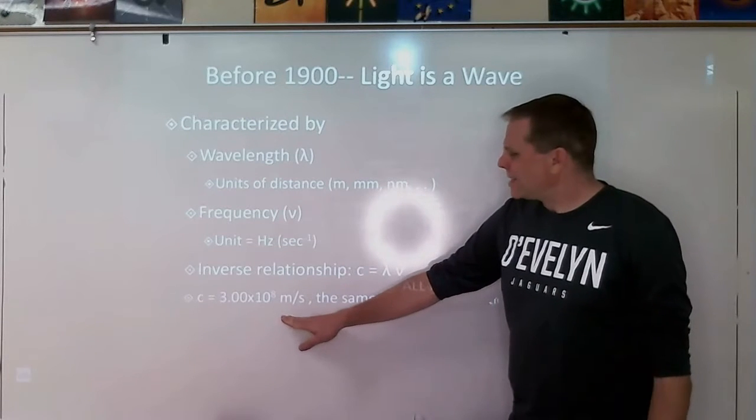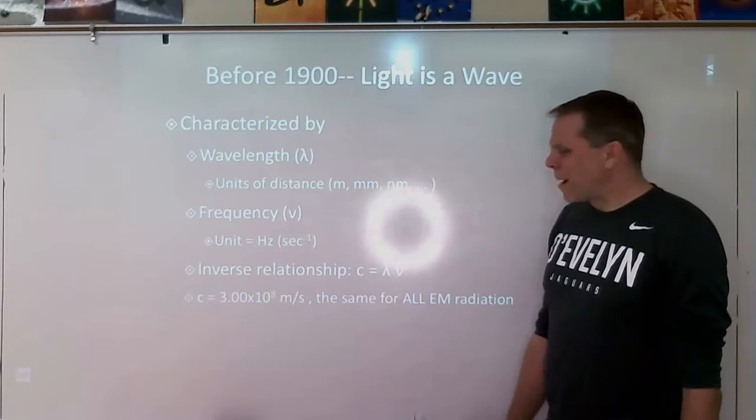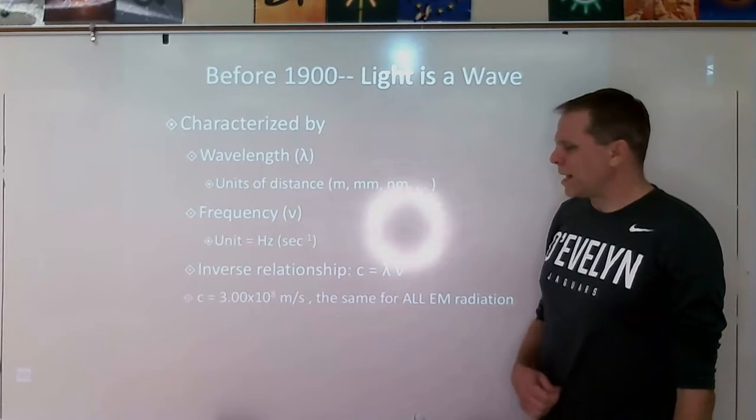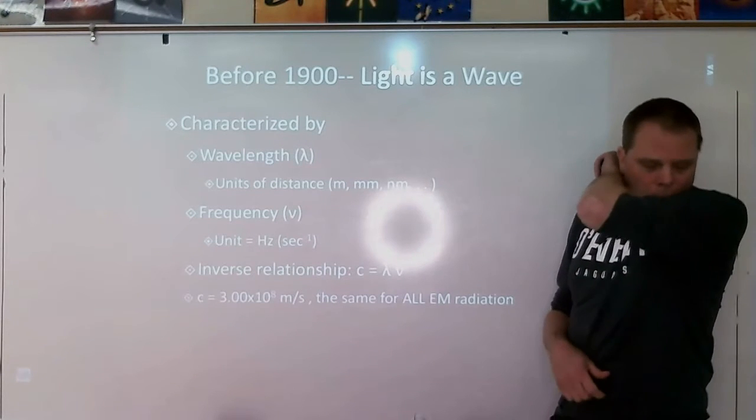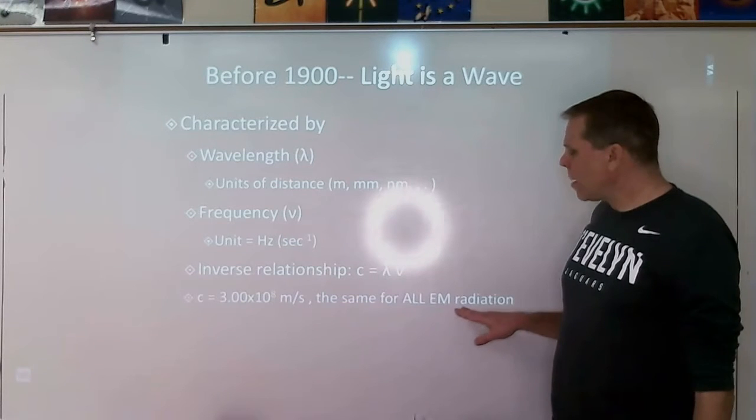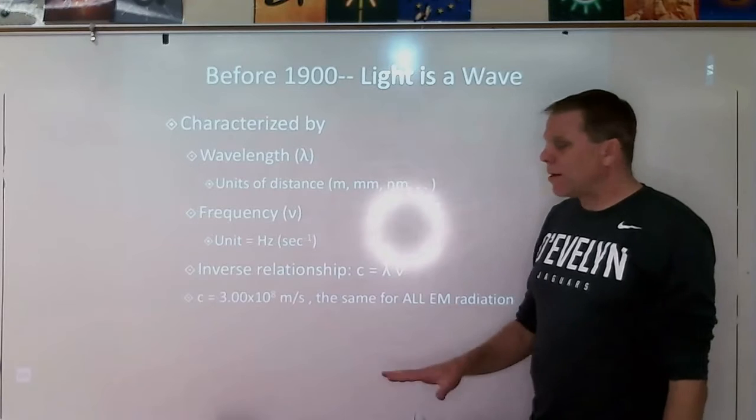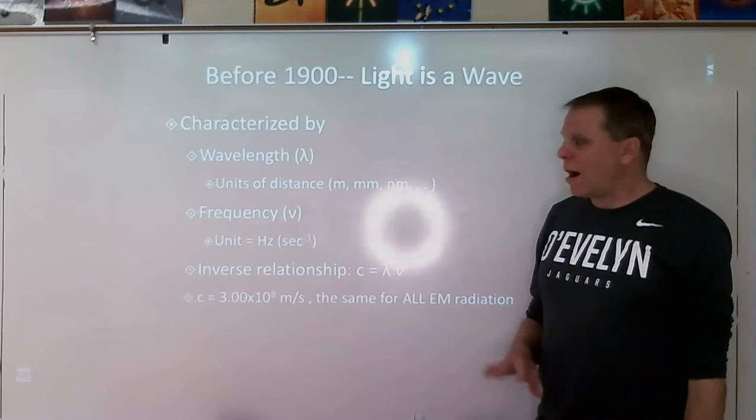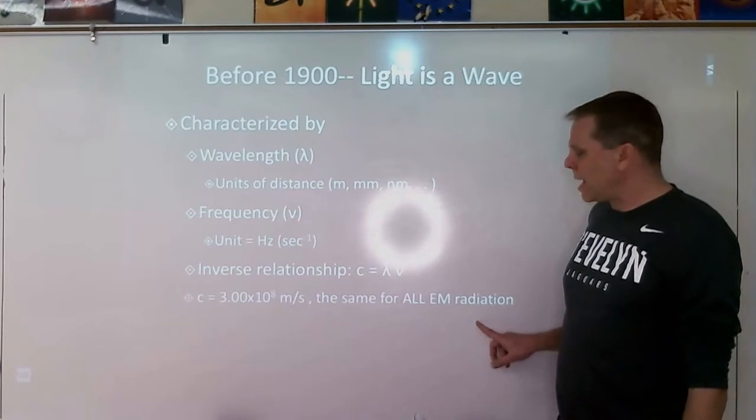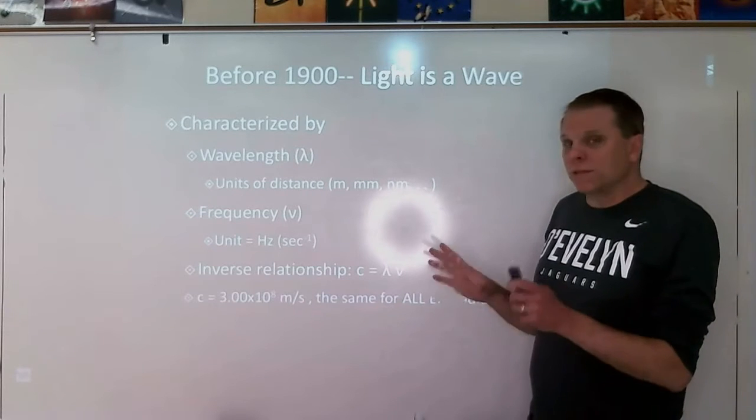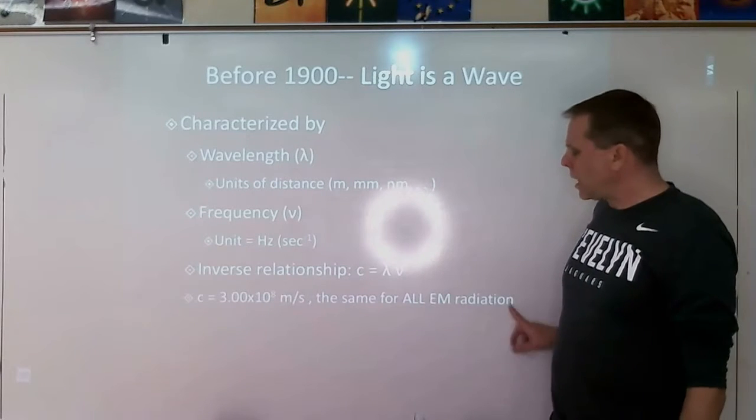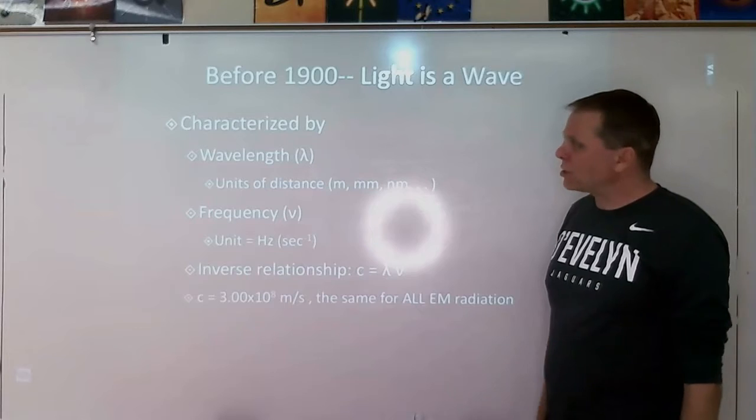Pretty cool, right? The speed of light is calculated today at about 3.00 times 10 to the 8th meters per second. And remember that all electromagnetic radiation, microwaves, radio waves, light waves, gamma rays, all of this stuff is traveling at the same speed, okay? They're all forms of light, in a sense. We call them electromagnetic radiation, but they all travel at the same speed.